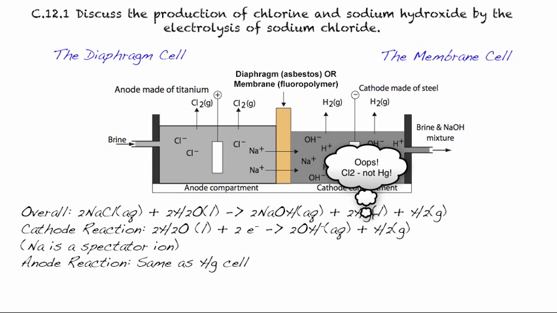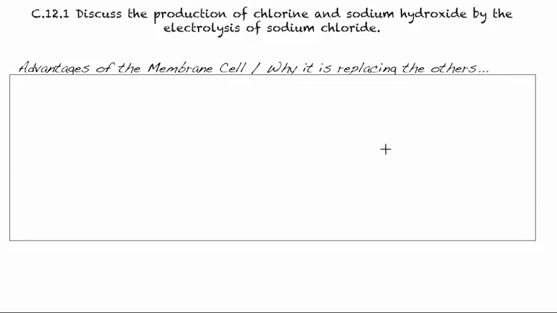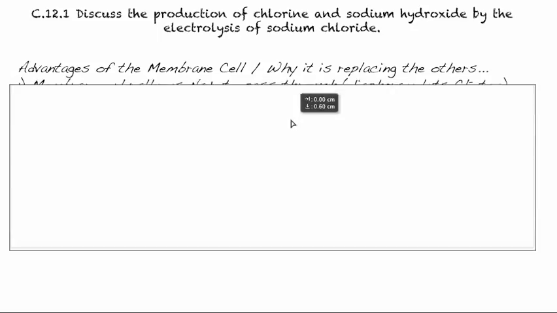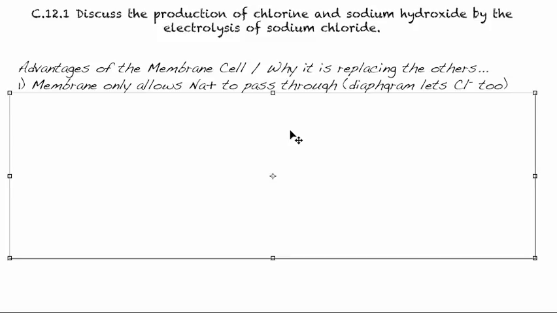So you add those 2 reactions together, and that's the overall reaction, which is the same as the mercury cell process. Just looking at some of the advantages of the membrane cell one by one, or in other words, why it's replacing all the others: the membrane that we use, which is a fluoropolymer, only allows sodium ions to pass through, but the diaphragm, which was made of asbestos, would also allow the chloride ions to pass through. So it wasn't as selective, and as a result you would have more contamination on the side where you just wanted sodium hydroxide. You'd get a mixture of sodium hydroxide and more sodium chloride.